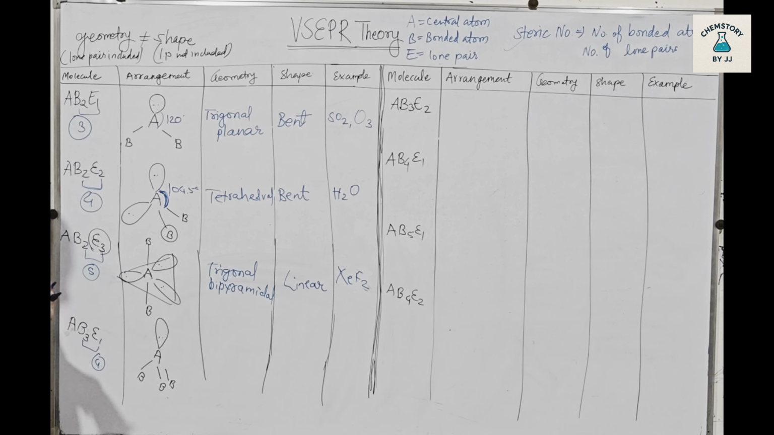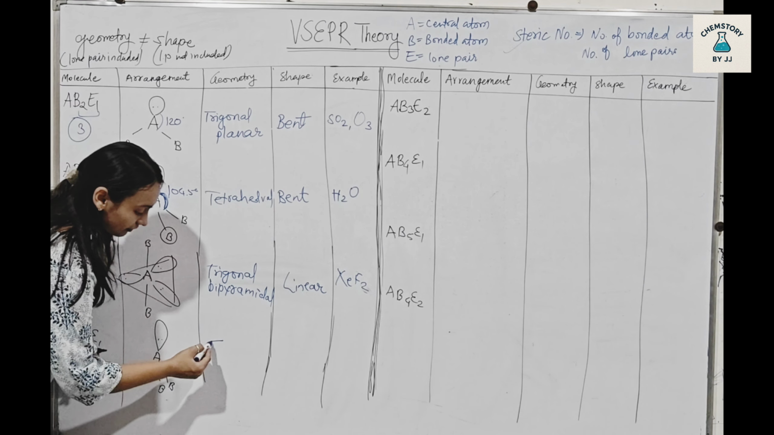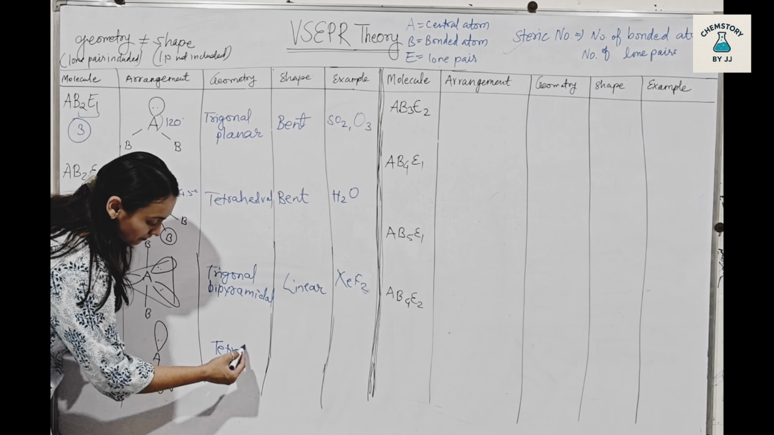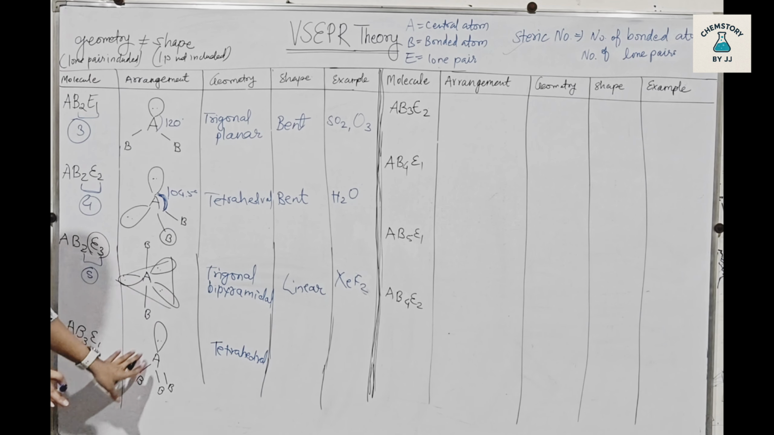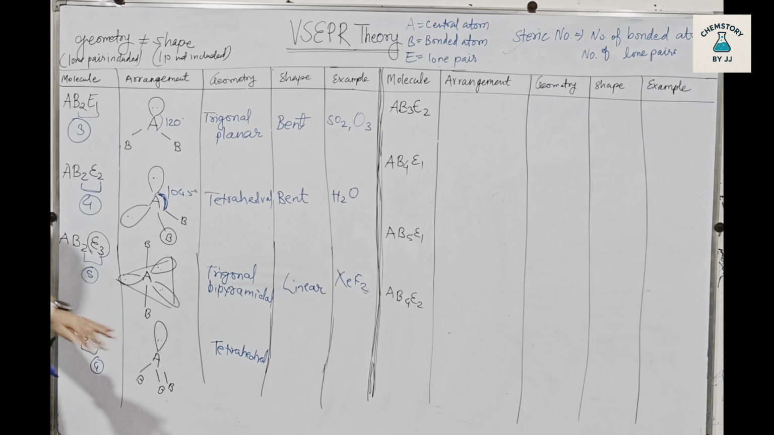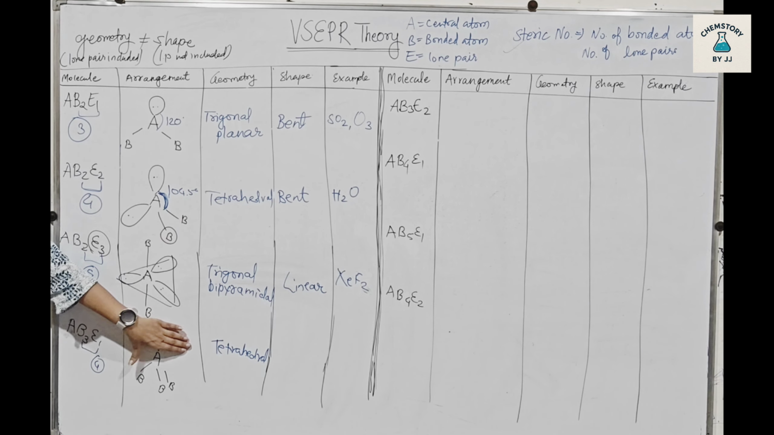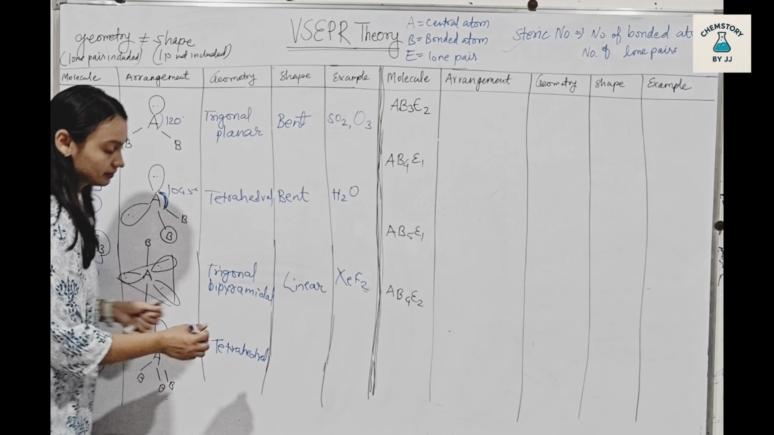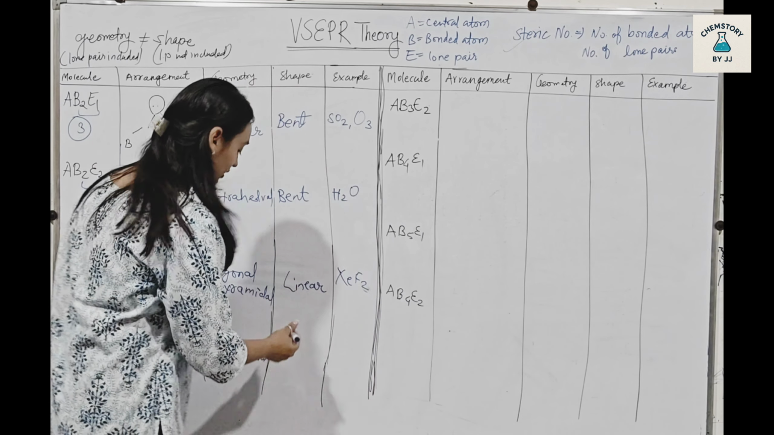Can you predict the geometry here? It is obviously tetrahedral. And if I ask you about the shape of it, what are you going to predict, the shape without the lone pair? Yes, it is trigonal pyramidal, right? It's going to be a pyramid. It's trigonal.